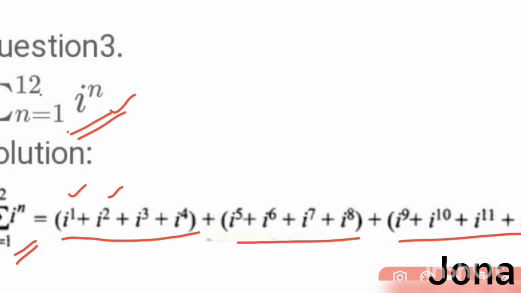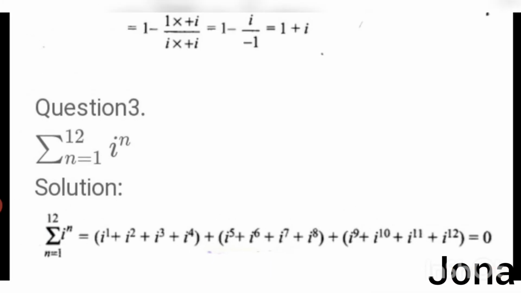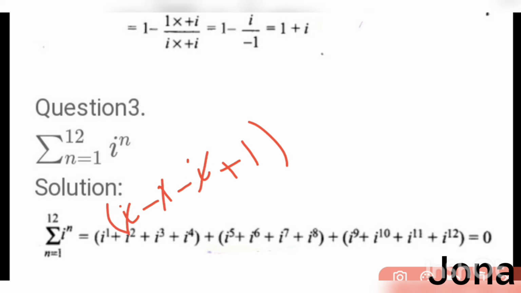So I want to group these as 4, 4. The value will be: i power 1 is i only. Here this is i, i square value is minus 1, i cube is minus i, and i power 4 is plus 1. So we can cancel here and here, and the first bracket gives 0.